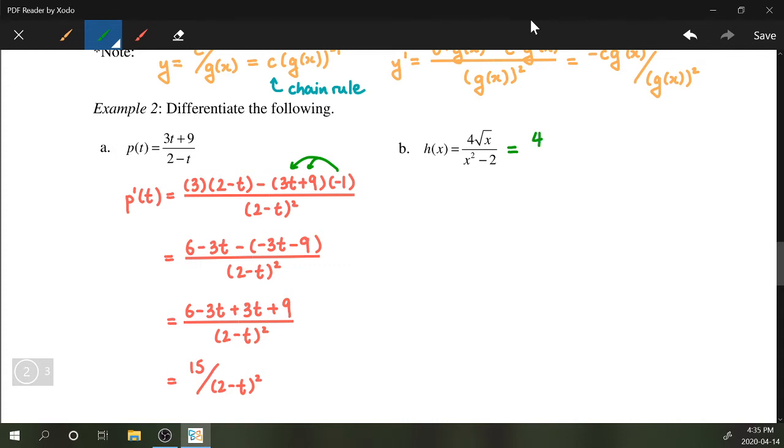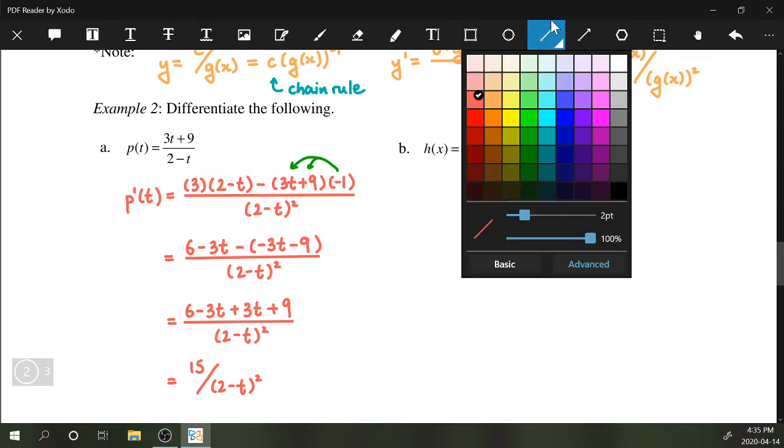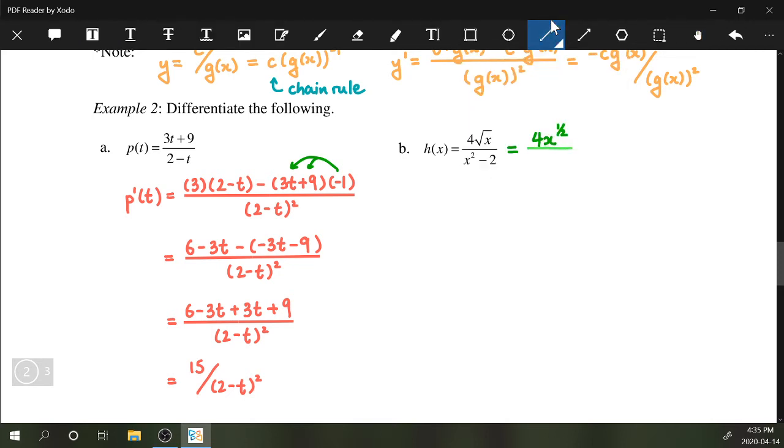We're going to rewrite this as 4x to the 1/2 power, and then all over x squared minus 2. Of course, there's no simplifying there.